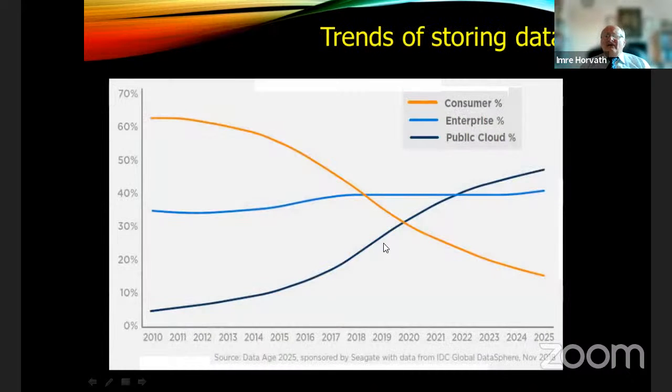If you look into the storing of massive data, we can see also a change here, which is described by these different curves. The enterprise related data, in terms of its percentage, is not increasing. What is decreasing, for instance, is the directly consumer related data, but on the other hand, the data which are stored on public clouds are increasing at almost the same pace.